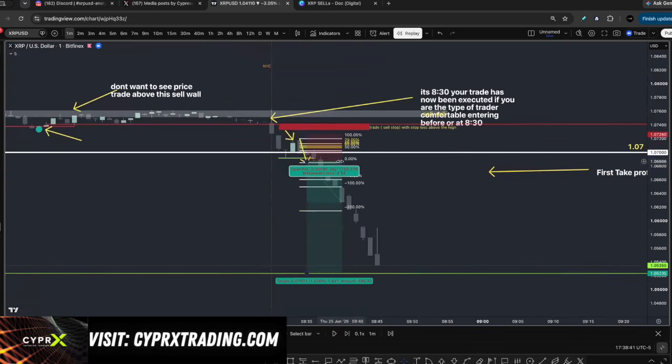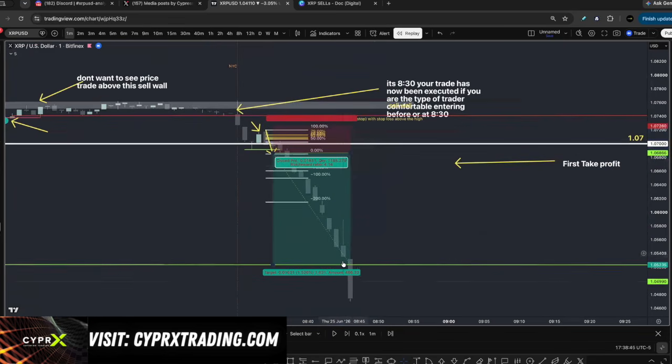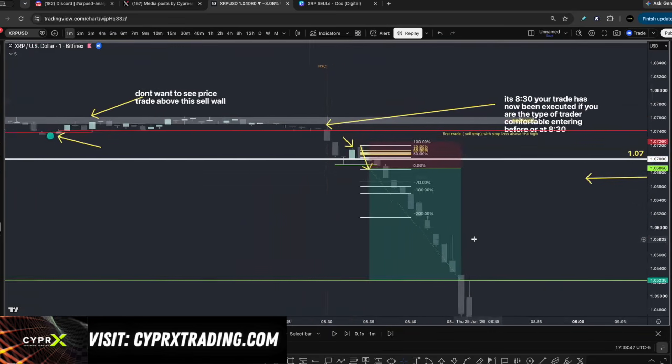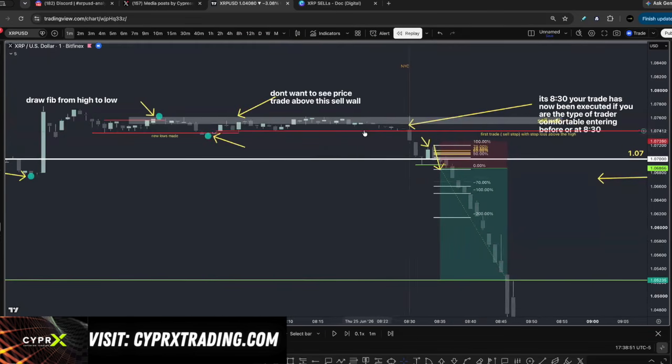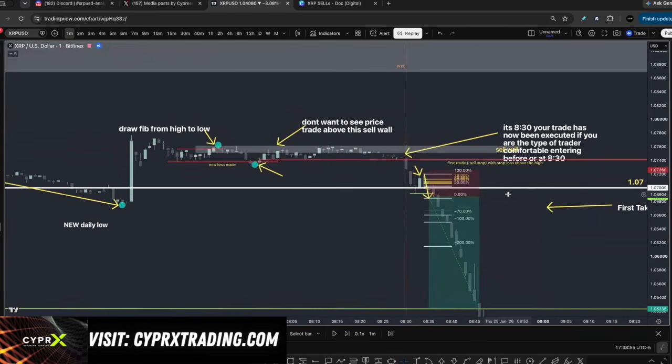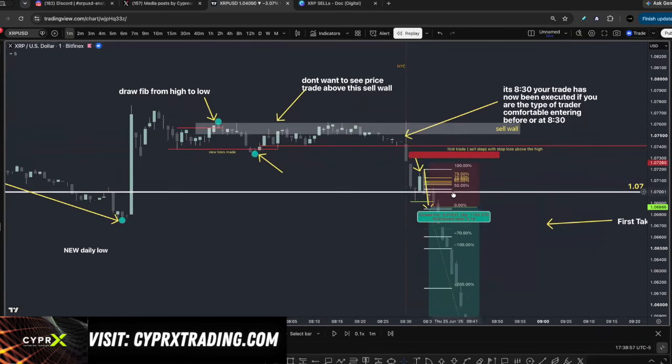Price absolutely crushed it today. All right, take profit 2 hit. So this just goes to show that even if you don't enter at the session open or prior to the session open, there's still opportunities that exist if you're patient, and you wait, and you understand the order flow of the market.